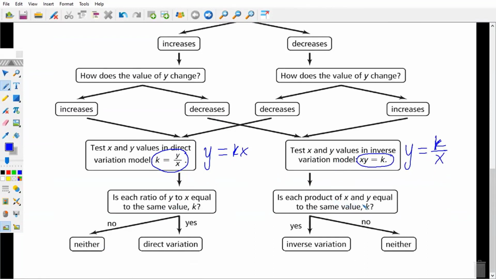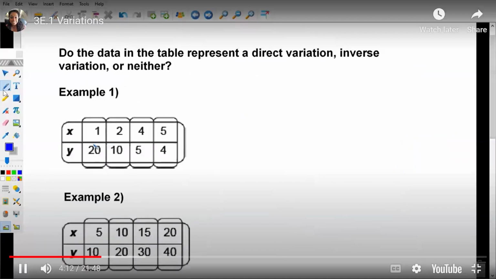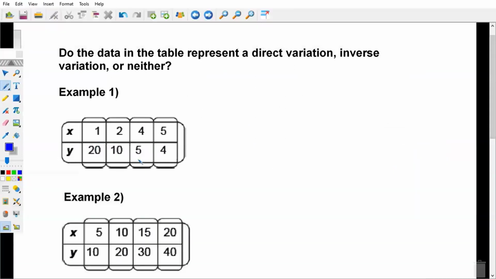Okay. All right. The best way to look at this is through an example. So we're going to go ahead and dive into our example. So on our first example, we have our x and our y. Step 1 is to determine, are your x's and y's increasing or decreasing? So on the first one, x's are increasing and y's are decreasing.